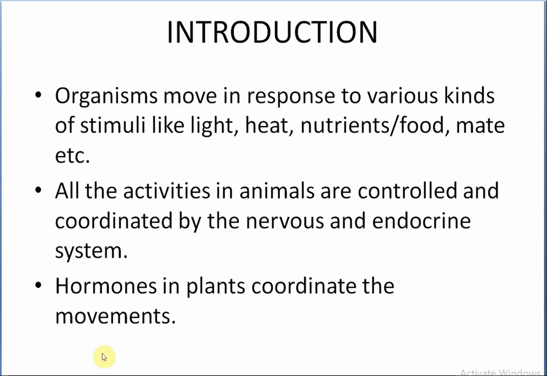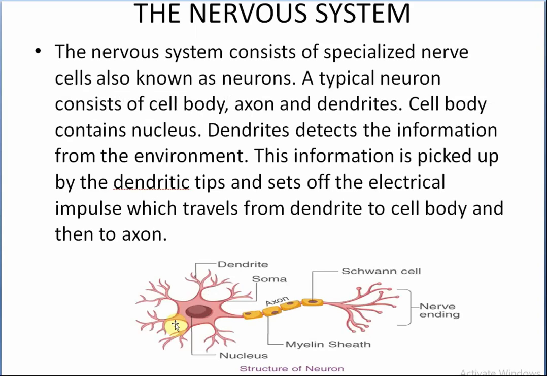Hormones in plants coordinate movement. Now if we consider the plant, how does the plant respond to certain stimuli? In plants also there is secretion of hormones, and in animals too there is secretion of hormones which control and coordinate the activities happening in our body.